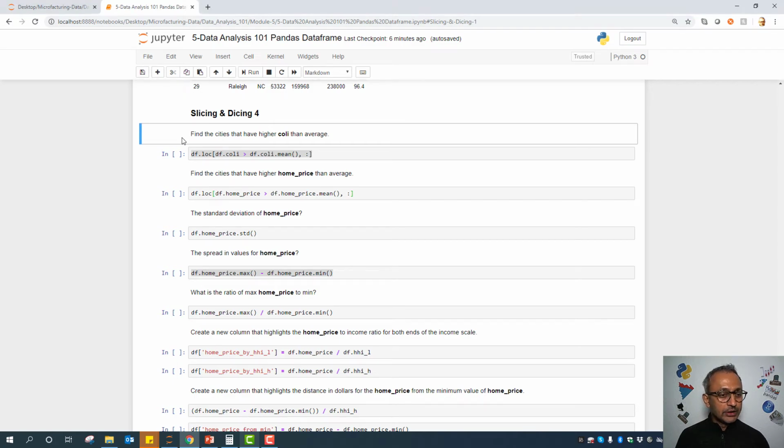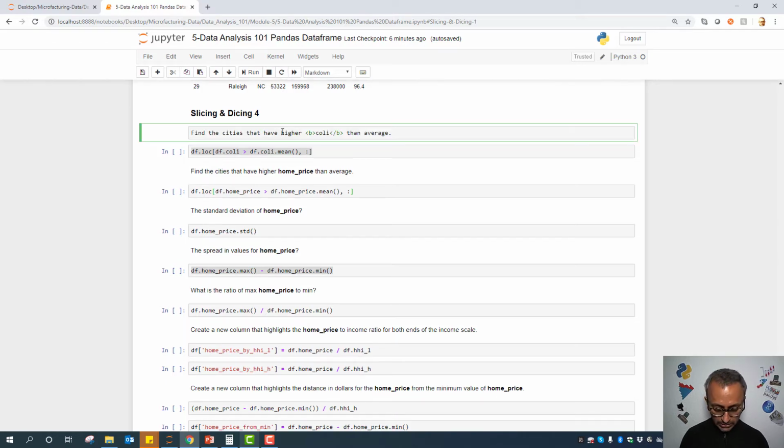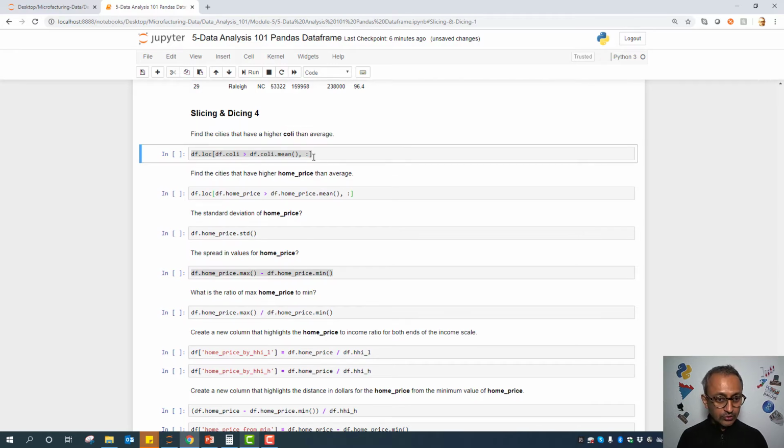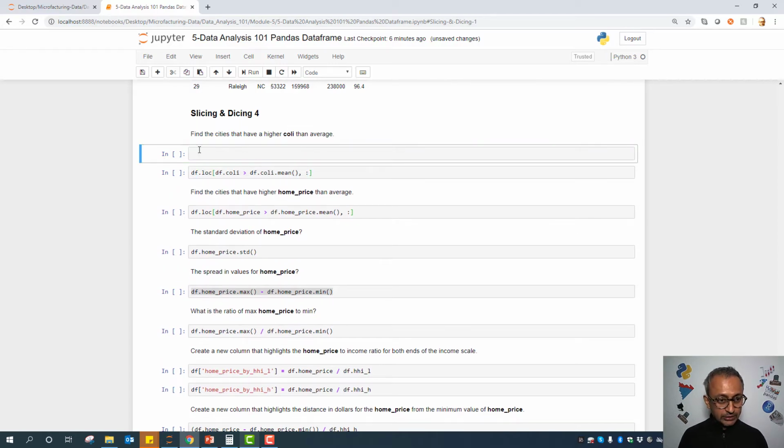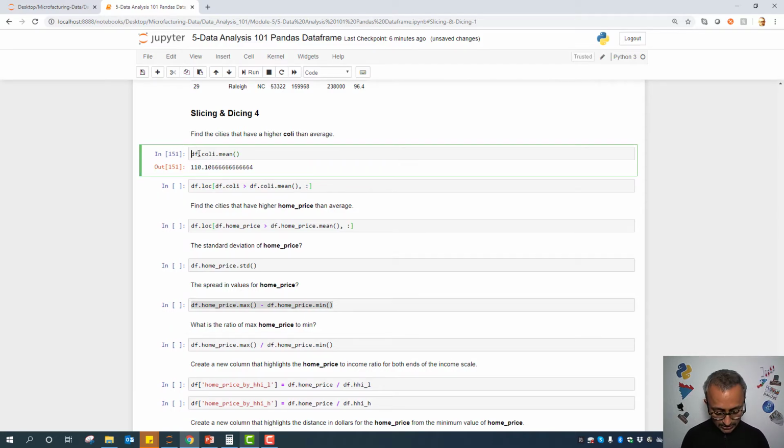Continuing along, some more slicing and dicing. So find the cities that have a higher cost of living index than average. First we have to extract df.coli.mean(), and then we say df.coli greater than df.coli.mean.